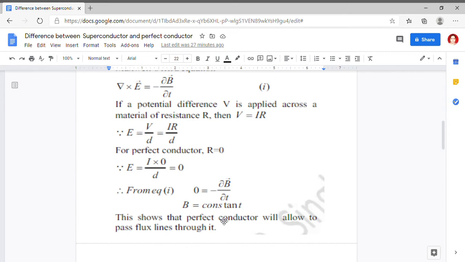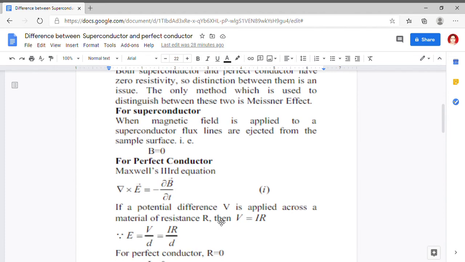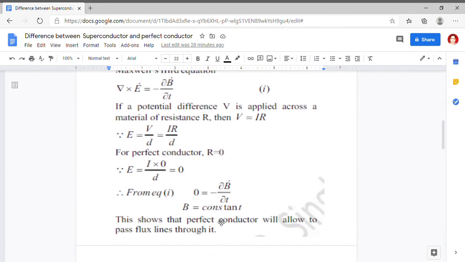Whereas in a superconductor, flux lines cannot pass through the interior of a superconductor. So, this is the basic difference between a superconductor and a perfect conductor. These both have a common property, which is zero resistivity, and the property which differentiates these two materials is Meissner effect. In superconductor, B is 0, and in a perfect conductor, B is constant.